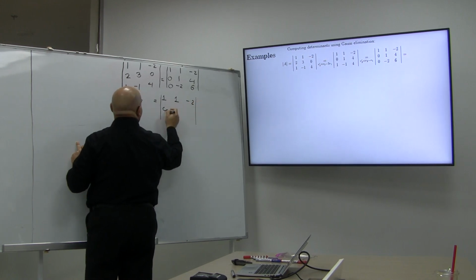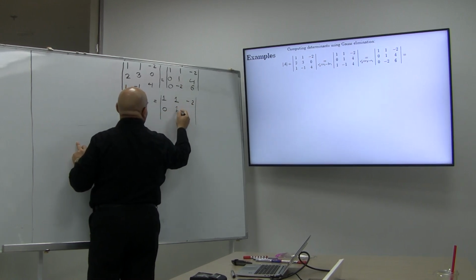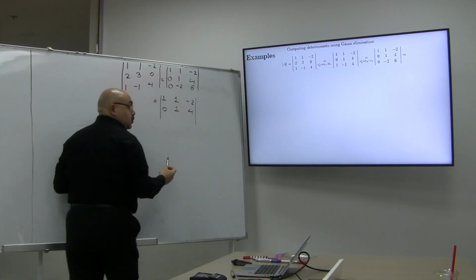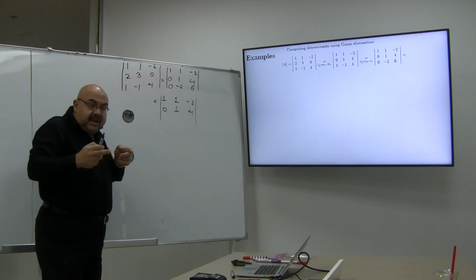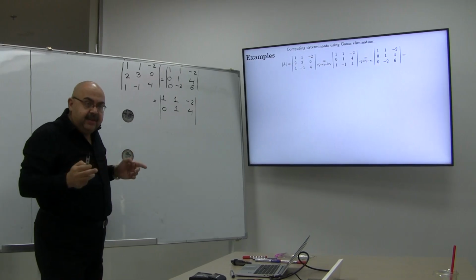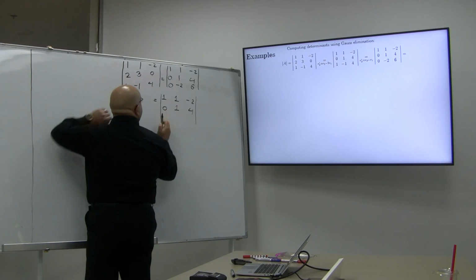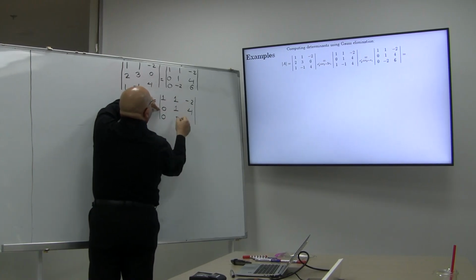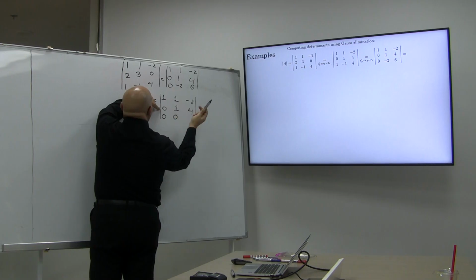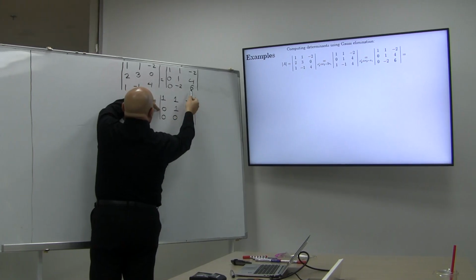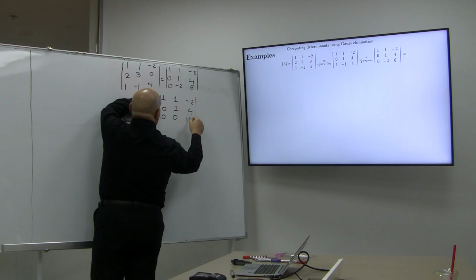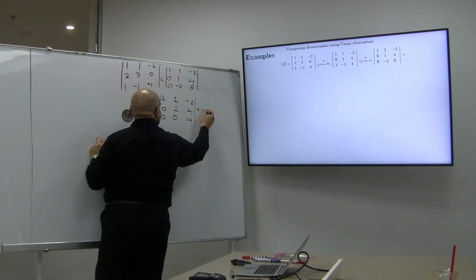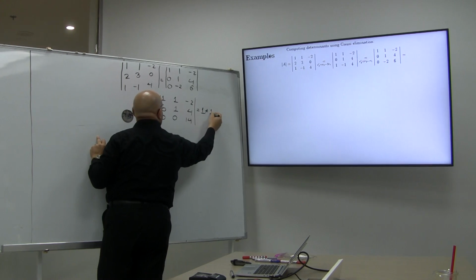The second will be the same because it has positive 1. Positive 1 and 4. Then I will need to force this number to be 0. So what to do? I will multiply the second row by positive 2 and add. Let's multiply. 2 times 0 is 0 plus 0. 2 plus negative 2. 2 times 4 plus 6 is 14.